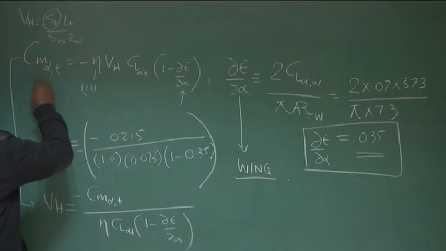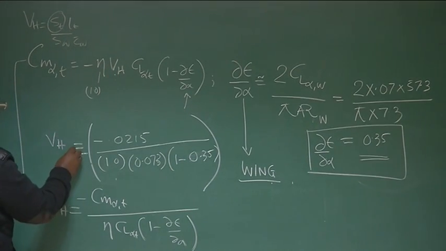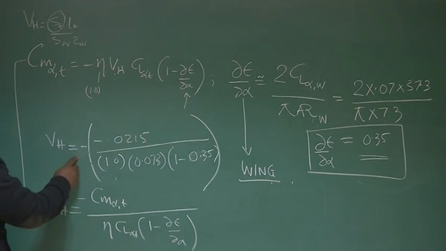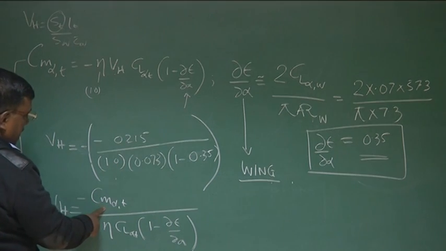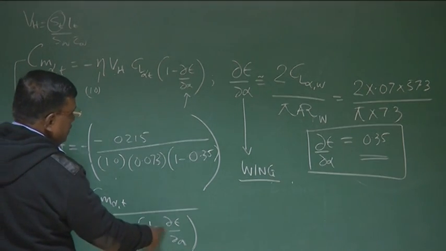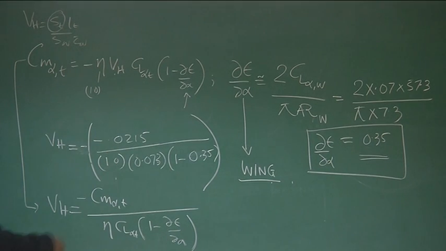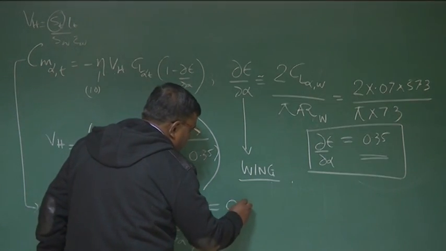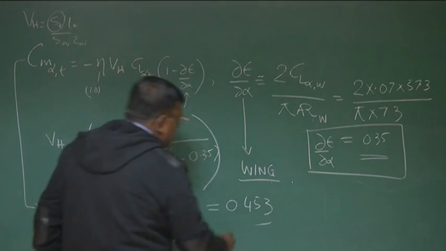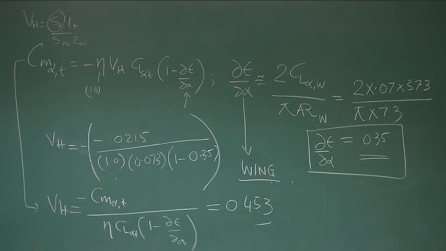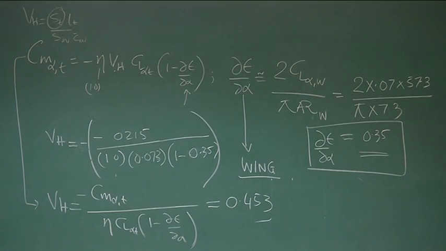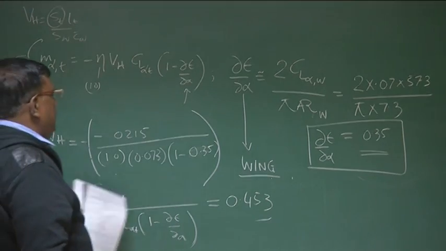Now, from this expression, I can write VH equal to minus, so let me make it neater. This minus is here, minus Cm alpha tail by eta CL alpha tail, 1 minus d epsilon by d alpha. Here I have put those numbers, and I have got the VH value as something like 0.453. I have been telling in many lectures, when you are designing an airplane, VH should be around 0.5 to 0.8. That's a good initial guess number, right? So this is the typical value of VH.